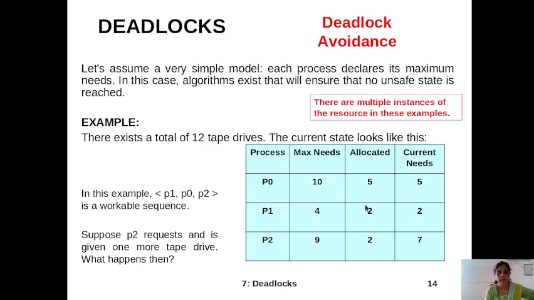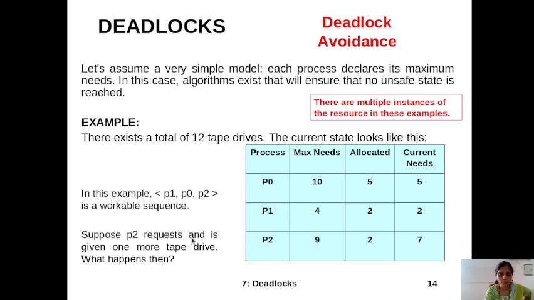Here P1 is allocated only 2, so it requires 2 more. Similarly, P2 is allocated 2 tape drives, whereas it requires 9. So how much is the current need? 9 minus 2, which is nothing but 7. Now, how many are allocated in total? As you can see, 5 plus 2 plus 2, 9 tape drives are allocated.